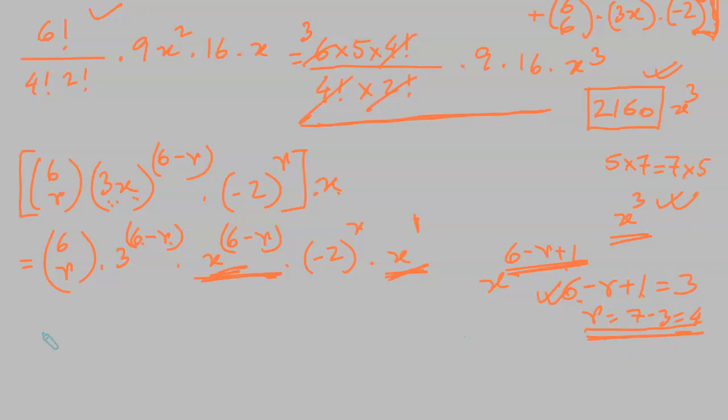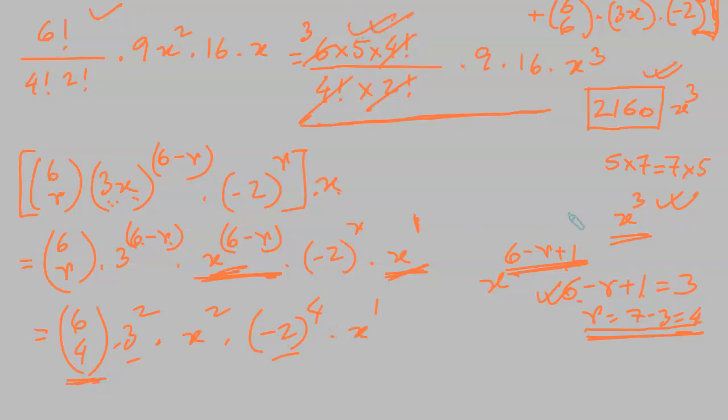As soon as we know the r value to be equal to 4, we can just get 6c4, 3 raised to the power of 6 minus 4, that is 2, x raised to the power of 6 minus 4, that is 2, and negative 2 raised to the power of 4, and x to the power of 1. x to the power of 2 times x to the power of 1 will be giving us x cube, or x raised to the power of 3, and 3 square will be 9, and negative 2 whole raised to the power of 4 will be 16, and 6c4 we have seen that to be equal to 15.